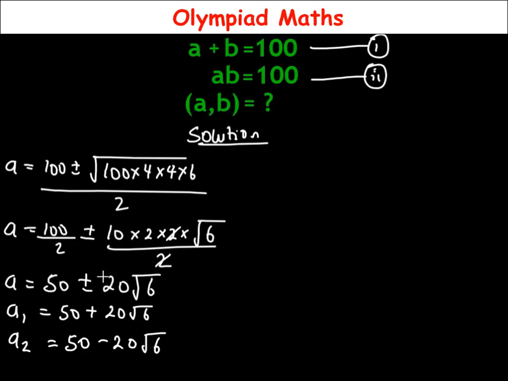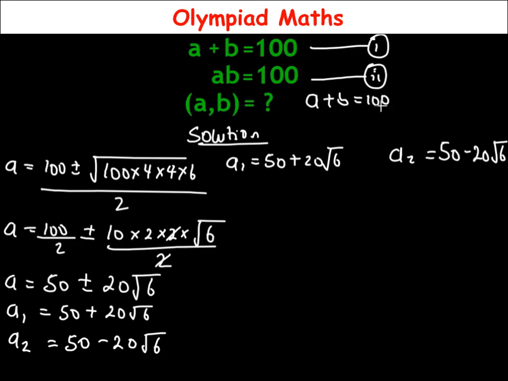Now, the value of a1 is equal to 50 plus 20 root 6, and the value of a2 is 50 minus 20 root 6. Okay, let's then solve for the value of b. To solve for b, don't forget that a plus b is equal to 100. So b is equal to 100 minus a. If we input the value of a into this equation, we can get the value of b.